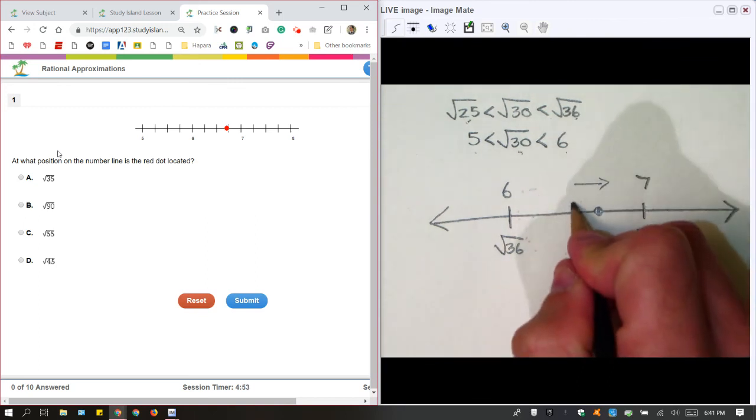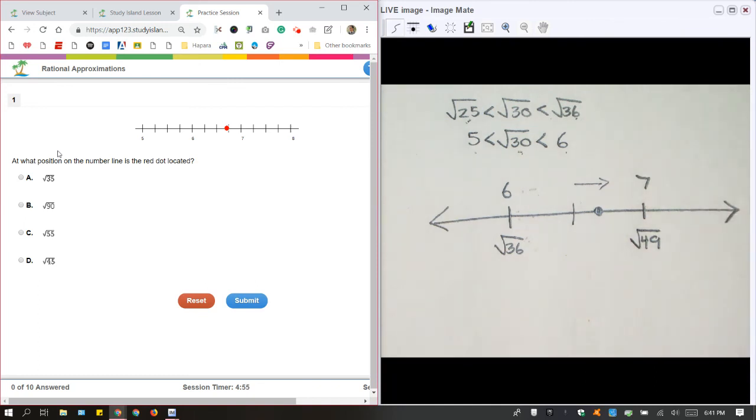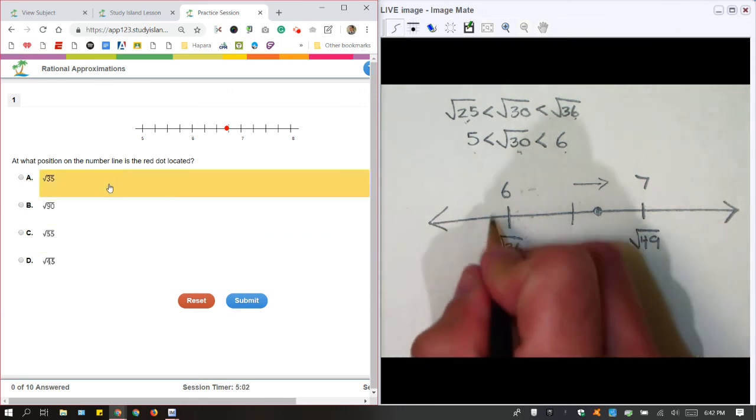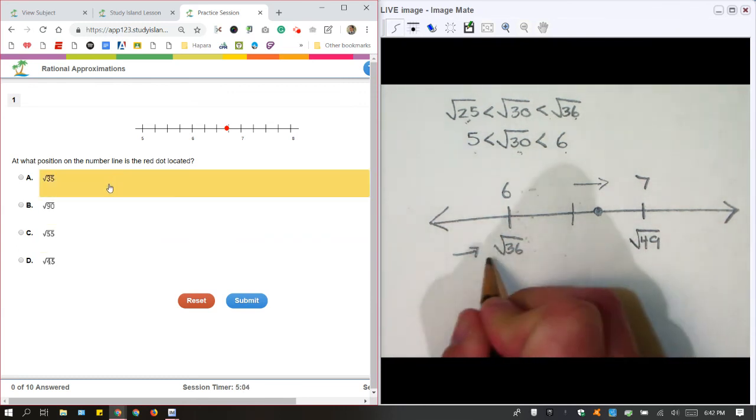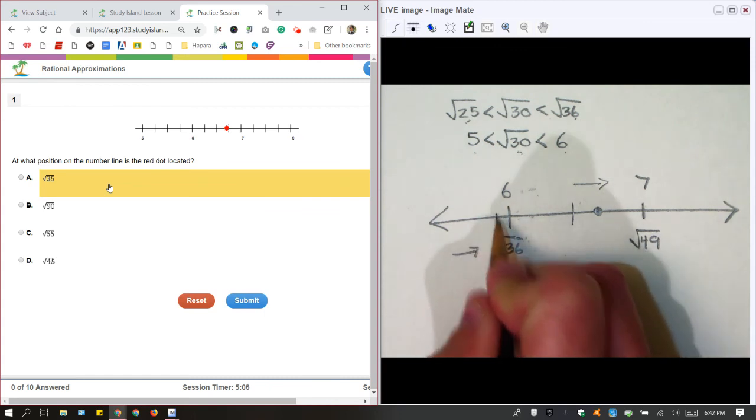If this is the halfway point, it's over that. So let's look at this. Which of these numbers are between the square root of 36 and the square root of 49? The square root of 35? No, that would be over here. That would be on the left side of the square root of 36. The square root of 35 would be over here somewhere.